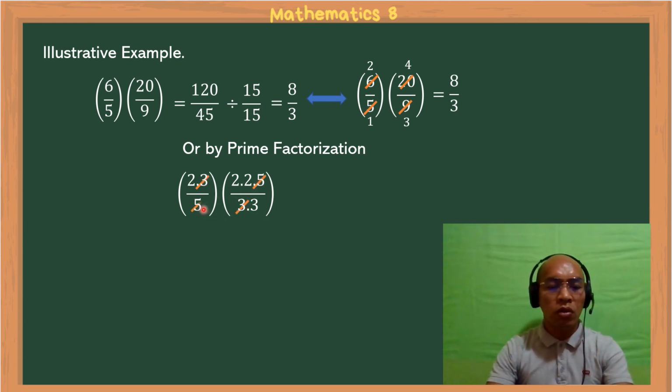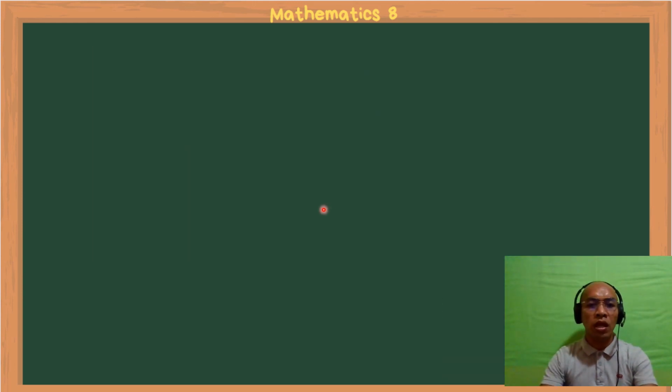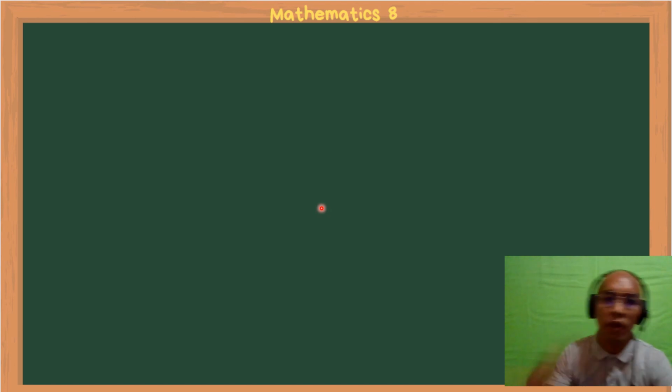And 5 is common also to this denominator, so cancel them. What is left is 2, 2, three 2s, and 3. So 2 times 2 times 2, that would be 8. Then 1 times 1 times 3, and that would be 3. So we got the same answer, different method.